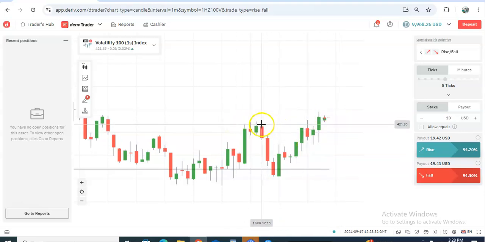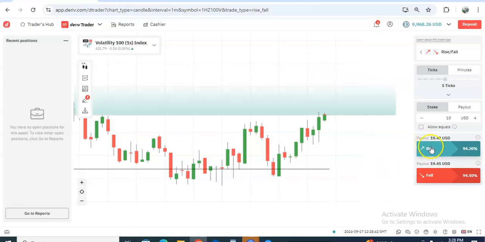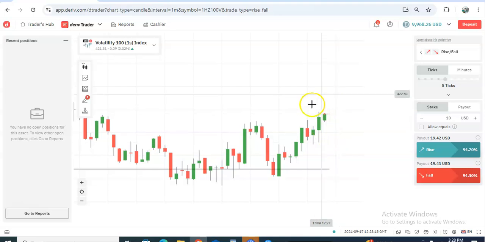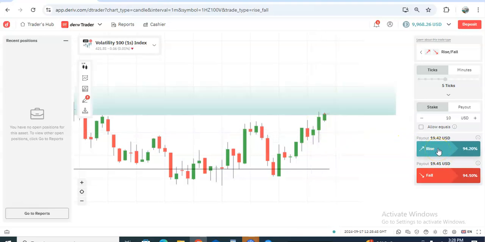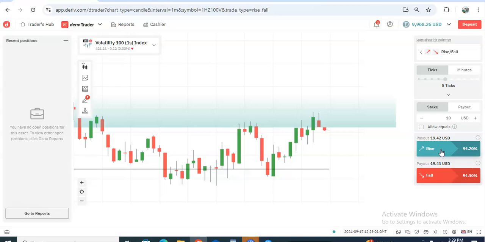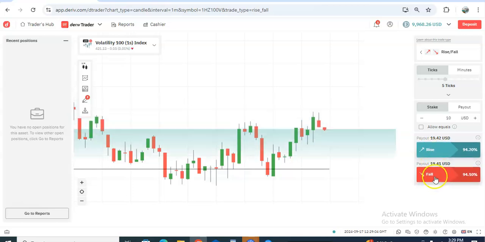So we are left out. This one has changed character here, or has broken BOS here, so it might still go up. So entering in between here, it's a bit risky, but let me find a good strategy. 1, 2, 1, 2, 3. It's not making a wick, so let's wait for it to go up here, and then we enter for a fall. 1, okay, 2, 3.